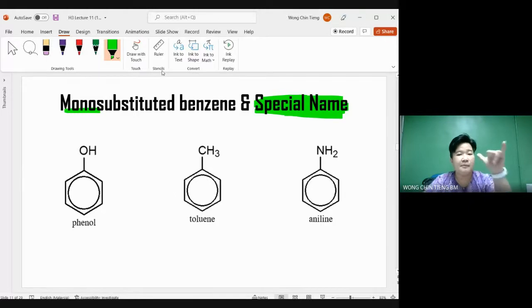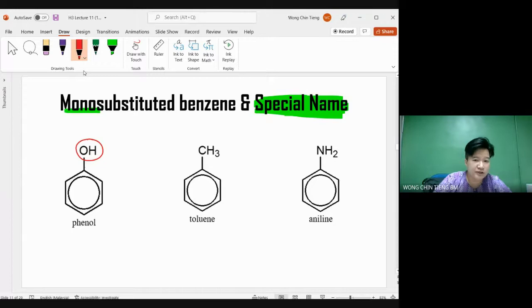Kita ada 6 special name yang kamu kena kenal. We have 6 special names that you need to know. When you have your benzene directly bonded to OH, directly bonded to OH, tak ada carbon, tak ada apa-apa antara tu, OH directly bonded to benzene is a phenol. CH3, satu CH3 sahaja, bonded directly to benzene, we call it toluene.